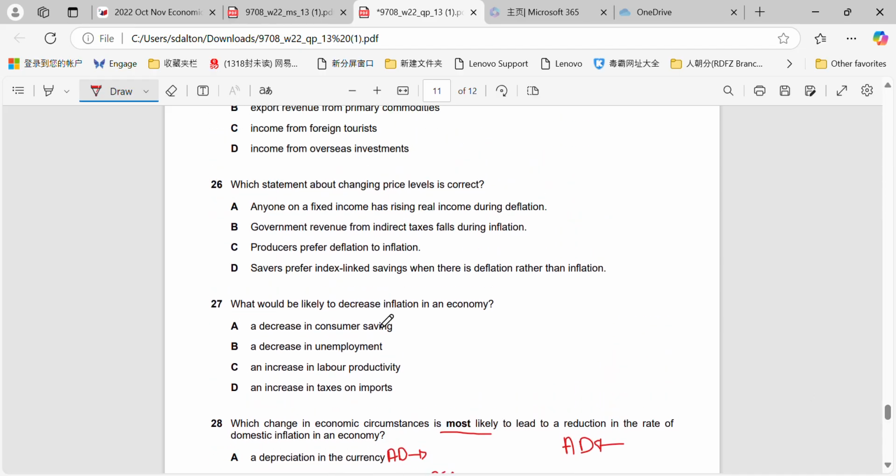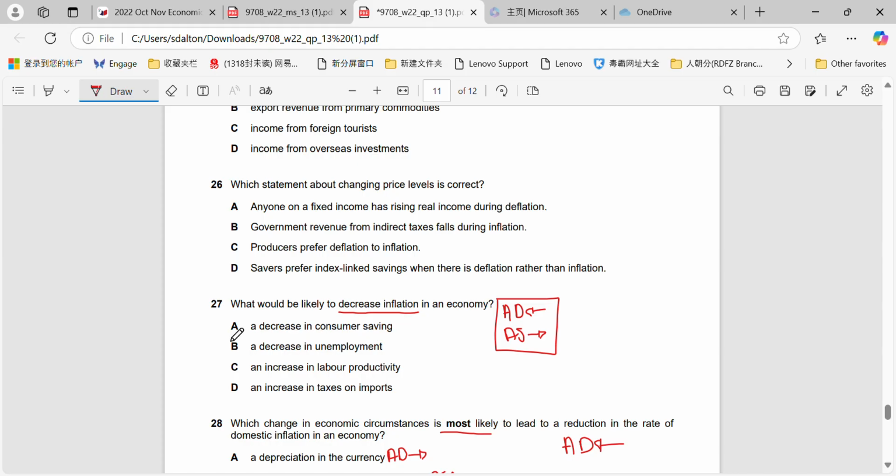Question 27, there's a lot of inflation questions in this paper. What would be likely to decrease inflation? So again, what we're looking for is either AD left, or we're looking for AS right, which would give us more room to grow, and assuming AD stays at the same level, then it would reduce our general price level.